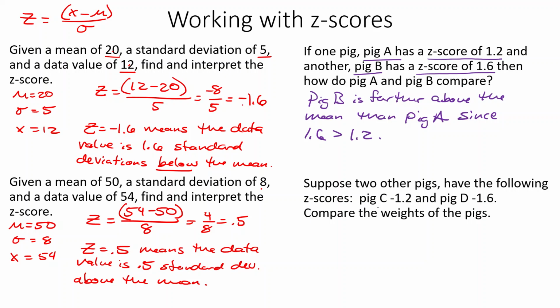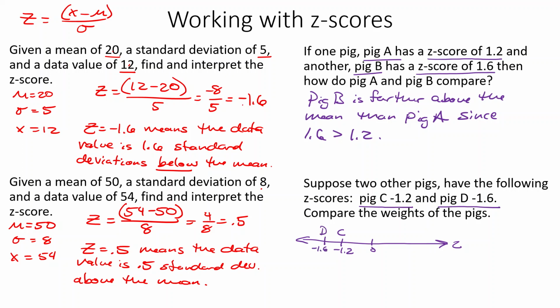Suppose two other pigs have the following z-scores. Pig C, negative 1.2, pig D, negative 1.6. Compare the weights of these pigs. So yeah, we were talking about weights when we were talking about the z-scores for these pigs. Probably should have had more information here. Tried to shorten the problem. That was my bad. So pig C is negative 1.2, pig D is negative 1.6. If you want to think about it as kind of like on a continuum, say here's my z-axis, and here's 0 right in the middle. Negative 1.2 would be like down there, and that would be C. And then negative 1.6 would be farther down, that would be D.